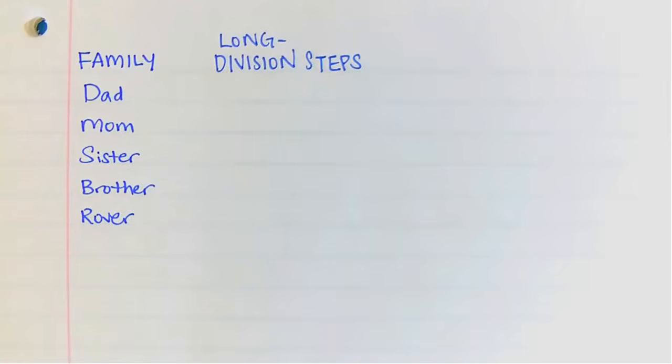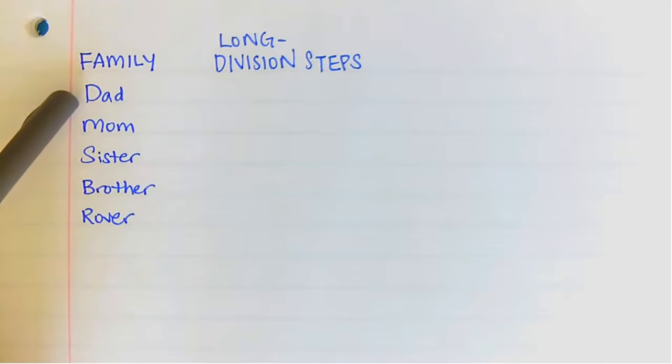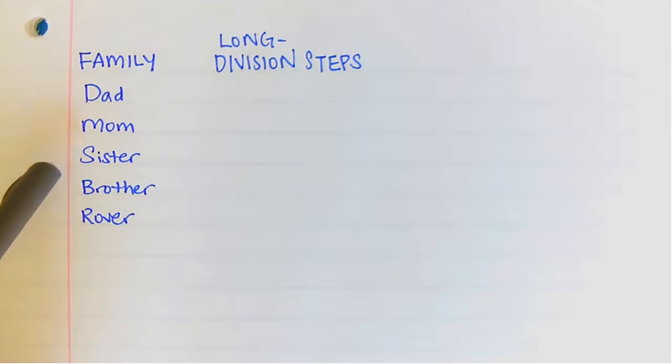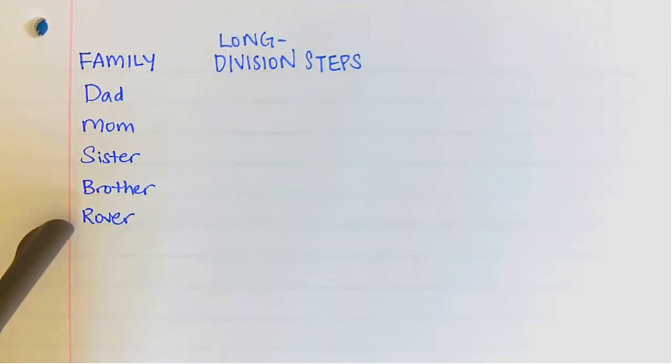Today we're going to learn a trick for remembering our long division steps. So I want you to first think of this family. You have a family where there's a dad, mom, sister, brother, and a dog named Rover. Believe it or not, this is actually my family structure in terms of oldest to youngest. I have a dad who's the oldest, and then my mom is the second oldest, and then there's me. I have a younger brother, and we used to have a dog. His name was never Rover, but we're going to pretend that we had a dog named Rover.